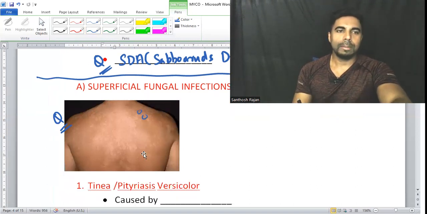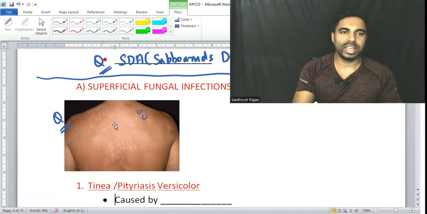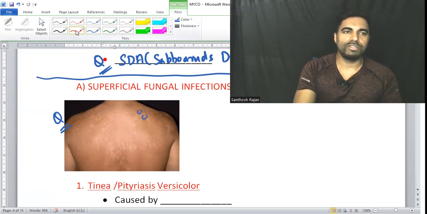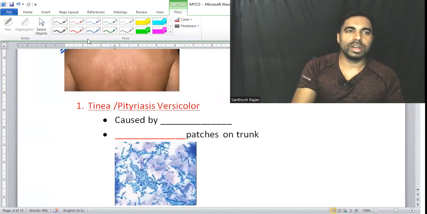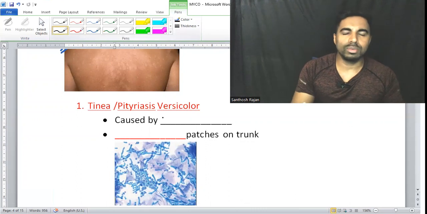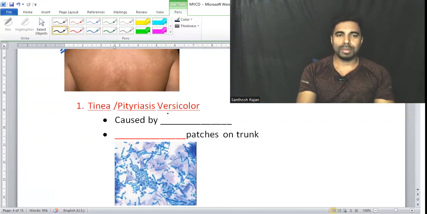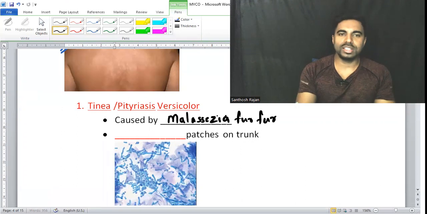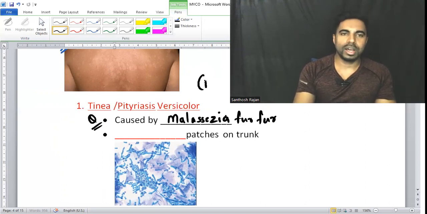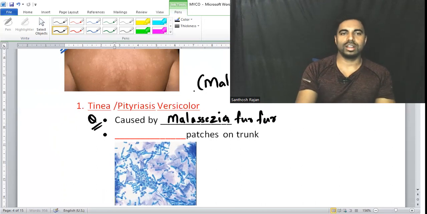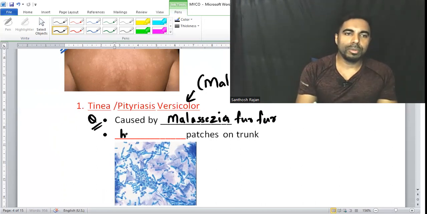So the first disease is pityriasis versicolor. Usually on the neck and trunk region you see this type of lesions. This is tinea or pityriasis versicolor, which is caused by which fungus? Malassezia furfur. This question was asked many times, so you have to remember: pityriasis versicolor is caused by Malassezia furfur. I always remember it as Mala. Mala got what? Mala has pityriasis versicolor. So what is the pigment?